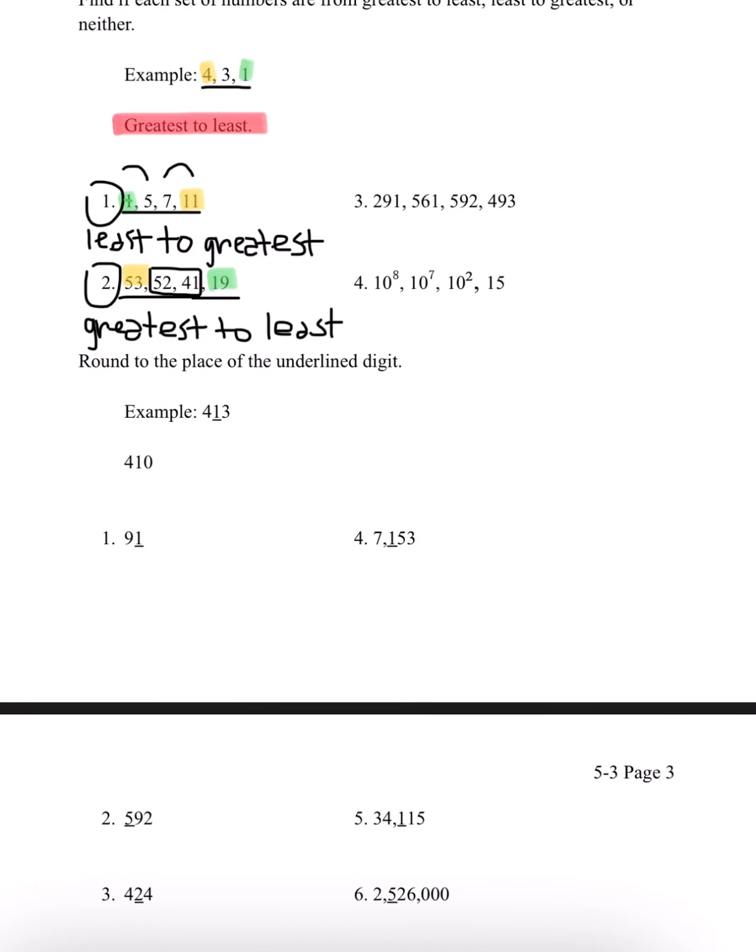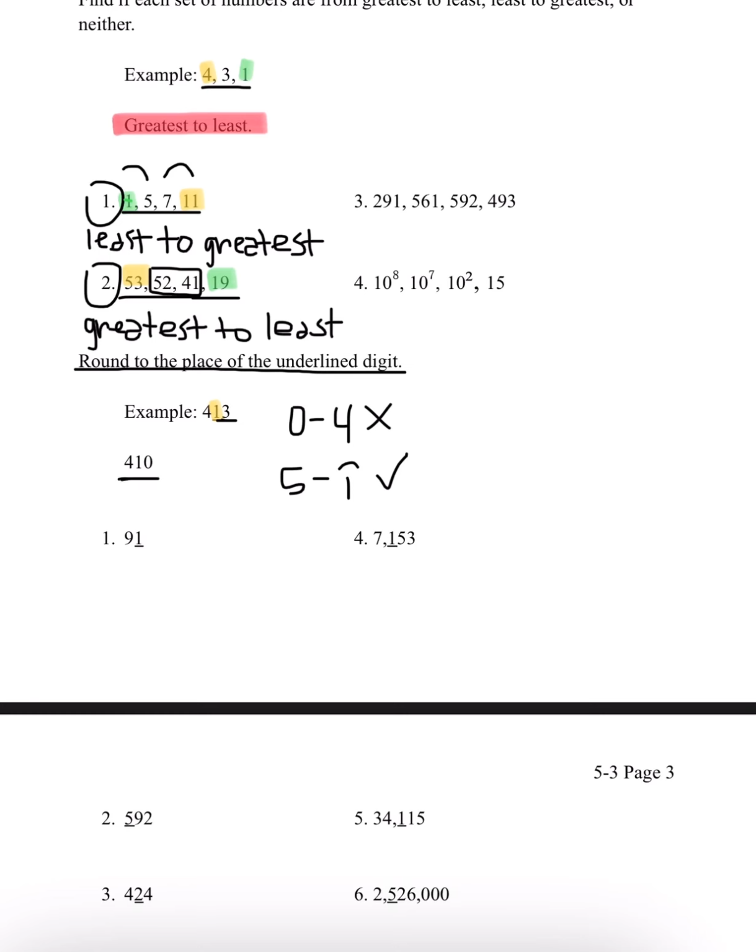Next, it asks us to round to the place of the underlined digit. So the example gives us 413, but the underlined number here is 1. If we look at 1, we see that the number behind it is a 3. If it's 0 through 4, that means we don't round up. If it's 5 or more, we do round. And we see that 3 belongs in this category, right? So that means we just leave it as 410.